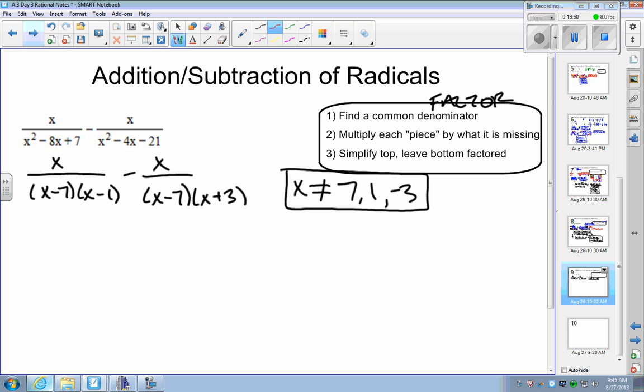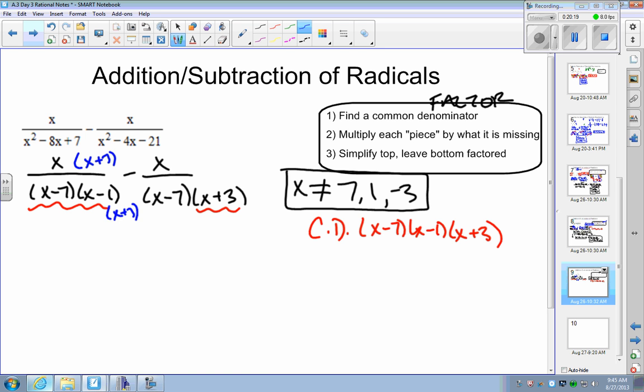Okay, common denominator. I need everything here and what's different over here. So I need those 3 things. Multiply each piece by what it's missing. So this one is missing an x plus 3 all over an x plus 3. And I would encourage you to use those different colors. They'll really help. This one is missing an x minus 1 all over an x minus 1.